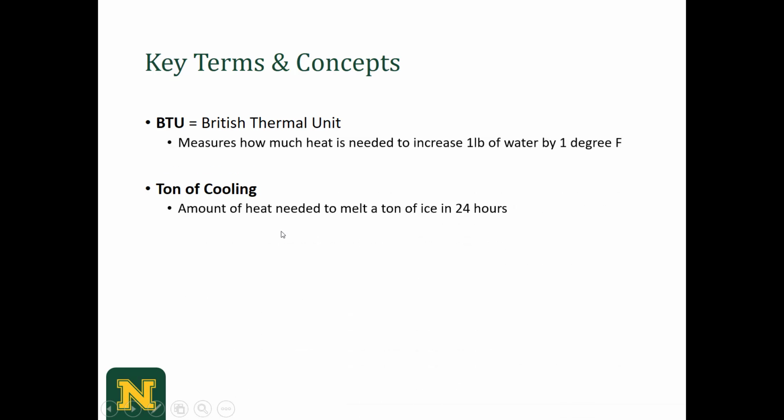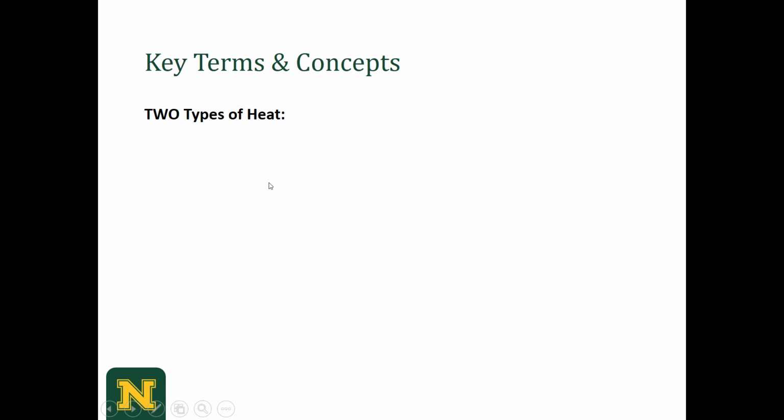So I don't need to go through that, but a ton of cooling is something that we need to address as well. And it's the amount of heat that's needed to melt a ton of ice over a 24-hour period. And the relationship there is 1 ton of cooling equals 12,000 BTUs per hour. So again, understanding how these different measurements come into play. Understanding different types of heat is important when it comes to refrigeration.